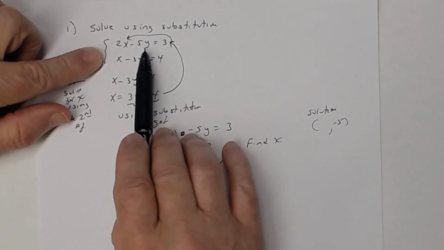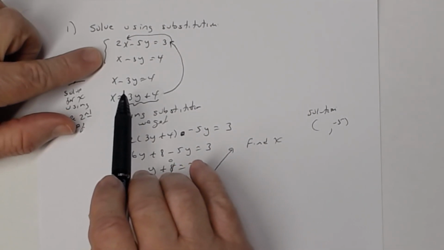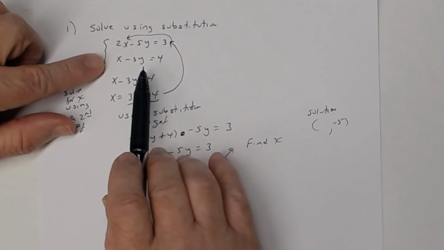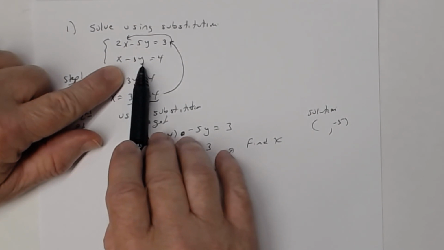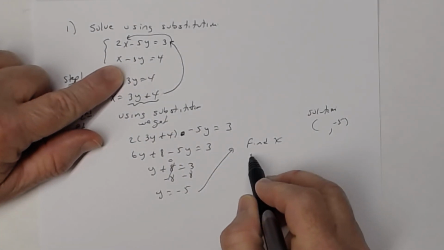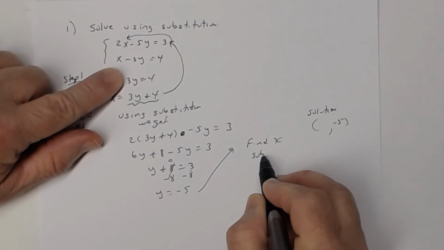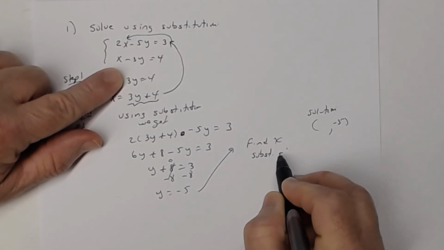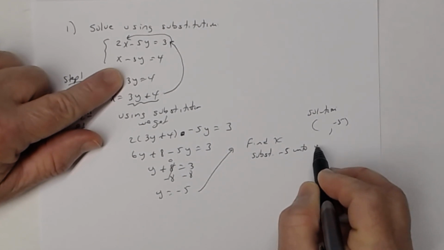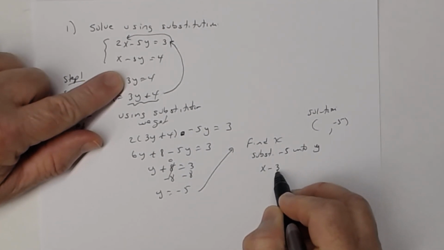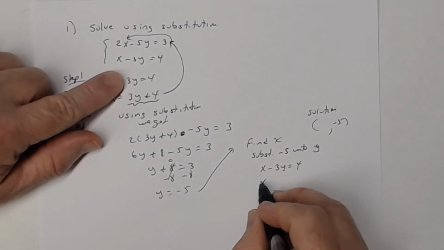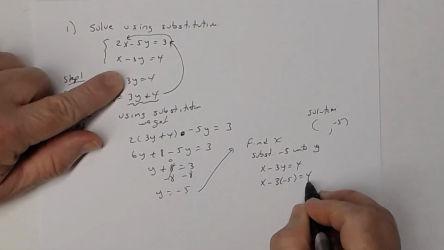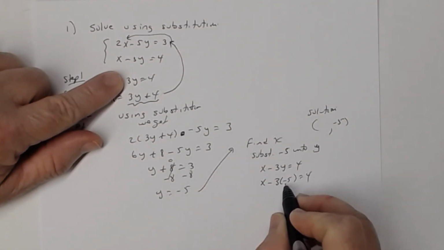All right, and we'll do both just to show you that you'll get the same x value. So let's go to the second one. Second one may be easier to deal with first. So to find x, we're going to substitute negative 5 into y, and so we get x minus 3y equal 4, right? So where we see the variable y, I'm going to substitute negative 5. So I get x minus 3 times negative 5 equals 4. A negative 5 times a negative 3 is positive 15.